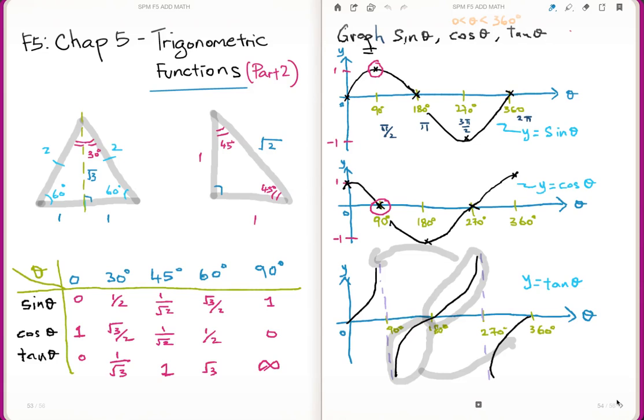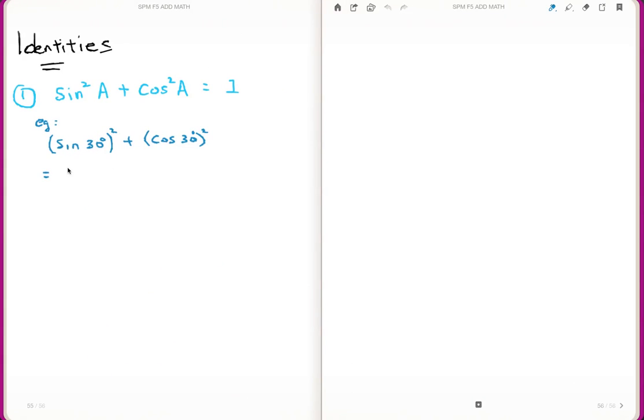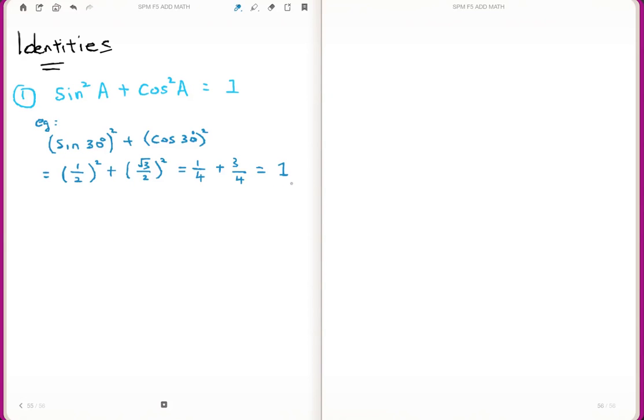Right? That's why it's useful to have this table. So sine 30 is 1 over 2, squared, plus cos 30 is root 3 over 2, squared, that would be 1 over 4 plus 3 over 4. You sum them, therefore it's equal to 1. Now it's not limited to only a standard angle. Why did I choose a standard angle? Because it's easier for me to show you here. Because this is an identity, it works with any angle.